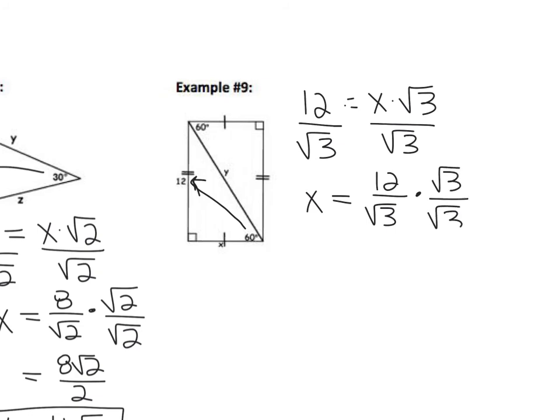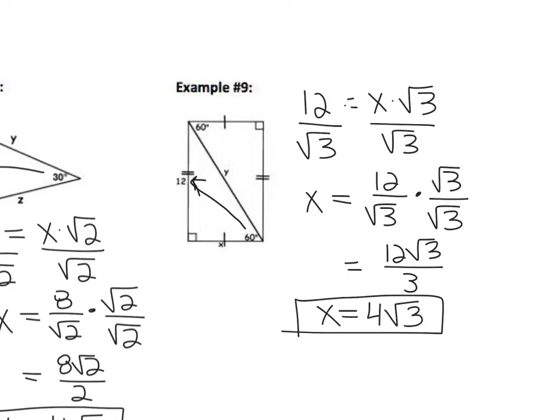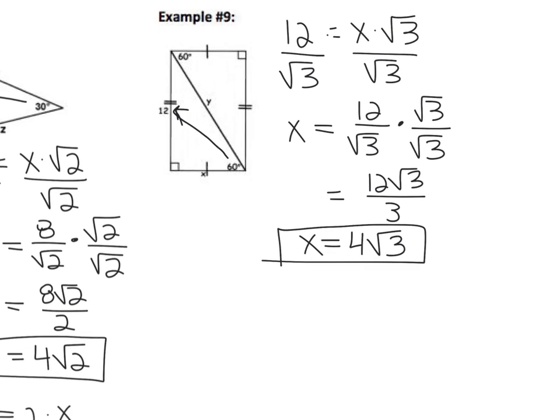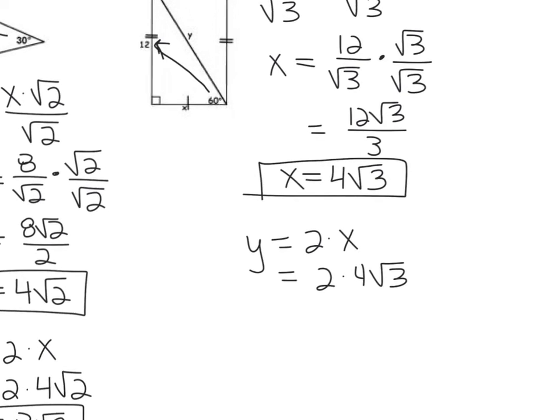Multiply the top and the bottom by the square root of 3. We get 12 times the square root of 3 over 3. And we can do 12 divided by 3. So we get x equals 4 square root 3. So lastly, we want to solve for our hypotenuse y, which is 2 times our shorter leg x. Now that we know x is 4 square root 3, it's 2 times 4 square root 3. And 2 times 4 is 8, so y equals 8 square root 3.